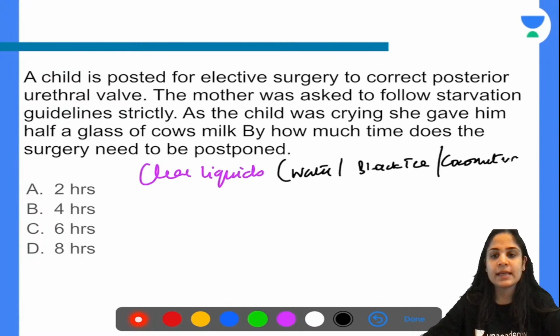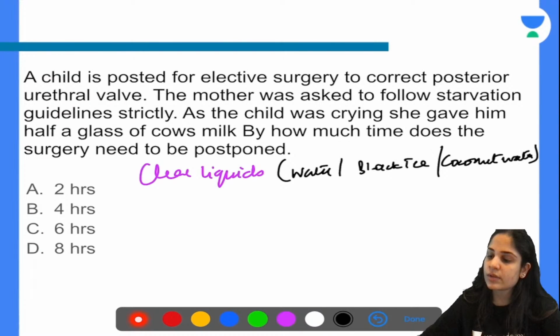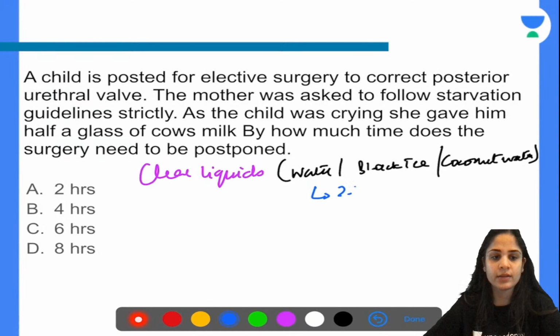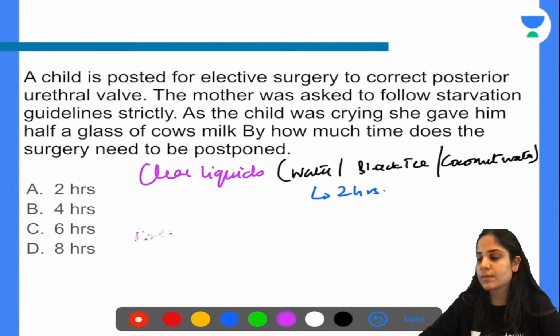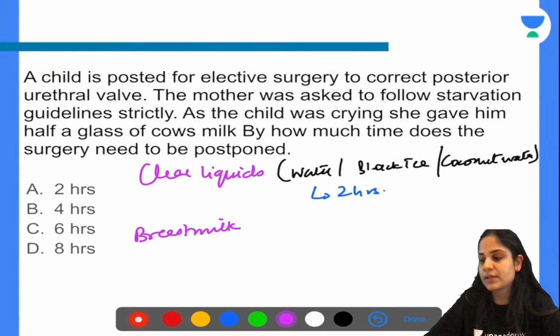Then next, closest to clear liquids, something that gets easily digested, is human milk. The fasting guideline for breast milk is how many hours? It is 4 hours. After clear liquids and breast milk, what do we have next?